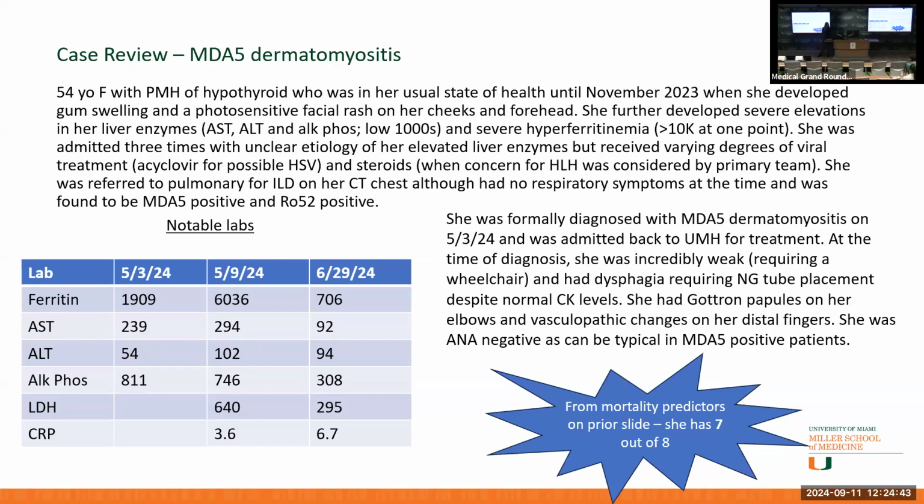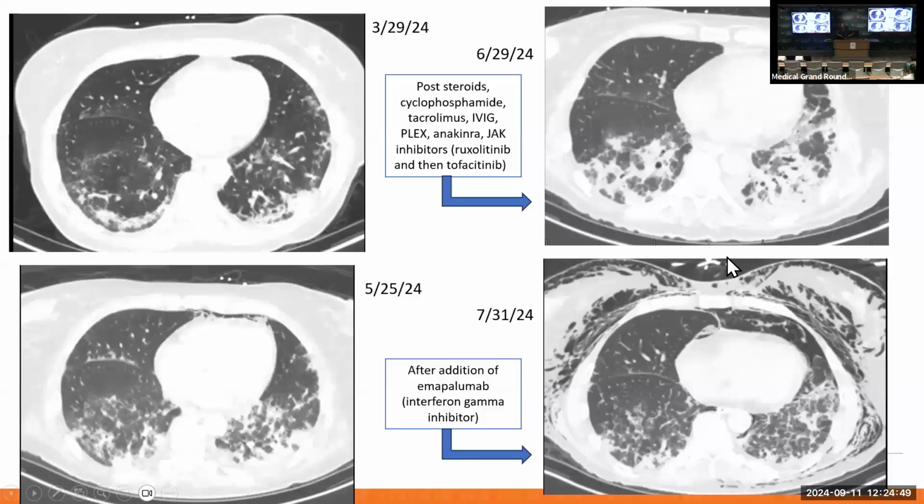So from those mortality predictors we noted, she actually had 7 out of 8 things that should say she should not make it. So what happened? Going from the left of the screen and down, there are dates on here. Pre-diagnosis, this is when she gets sent to pulmonology clinic, and the lungs overall don't look too bad. Then she gets admitted on like 5/6. She starts getting treated by 5/25.